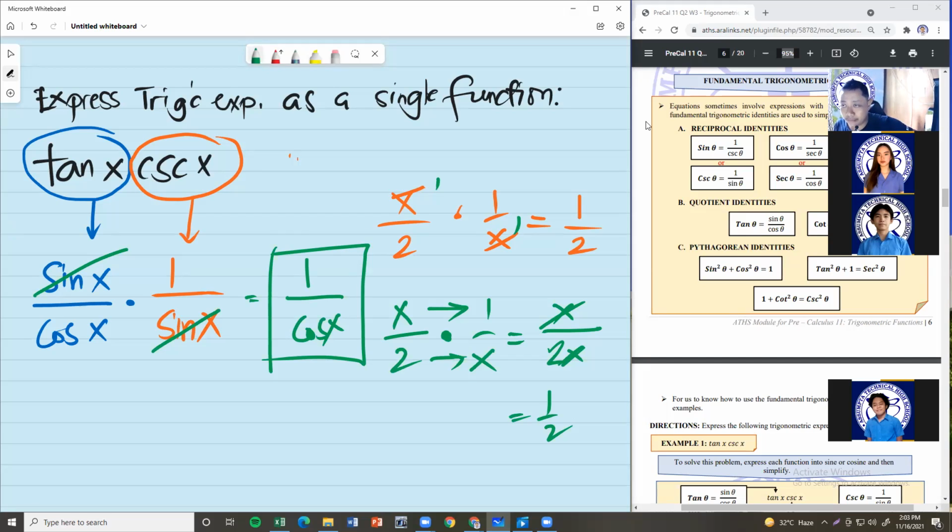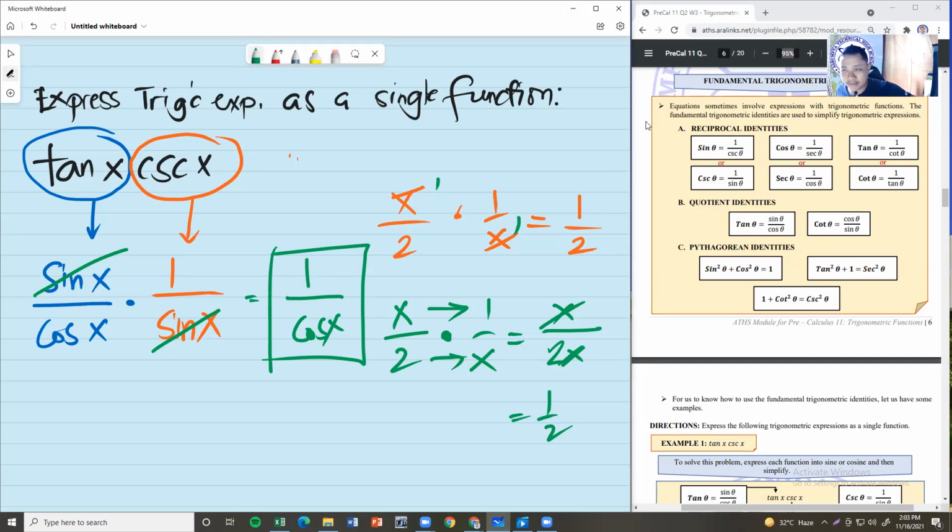Therefore, let's look back to our reciprocal identities. Look back at the reciprocal identities. Which of those functions is similar to 1 over cosine x? Type your answer in the chat box, please. Okay, your classmates are now typing the answers. That's correct. 1 over cosine x is just the same with secant x.